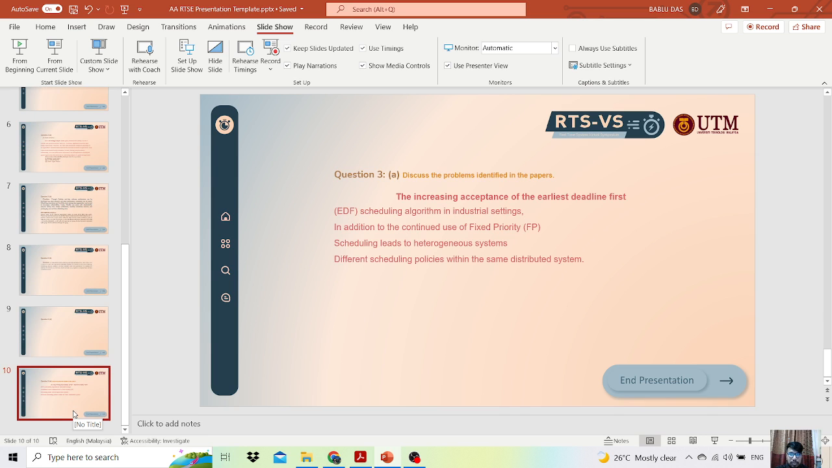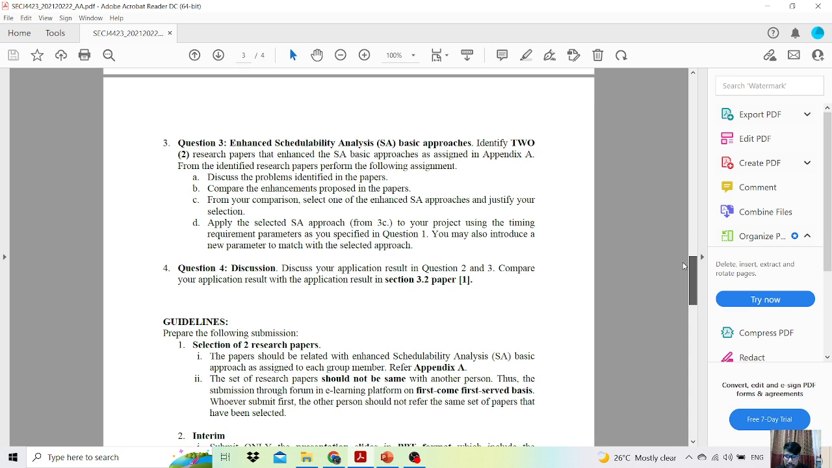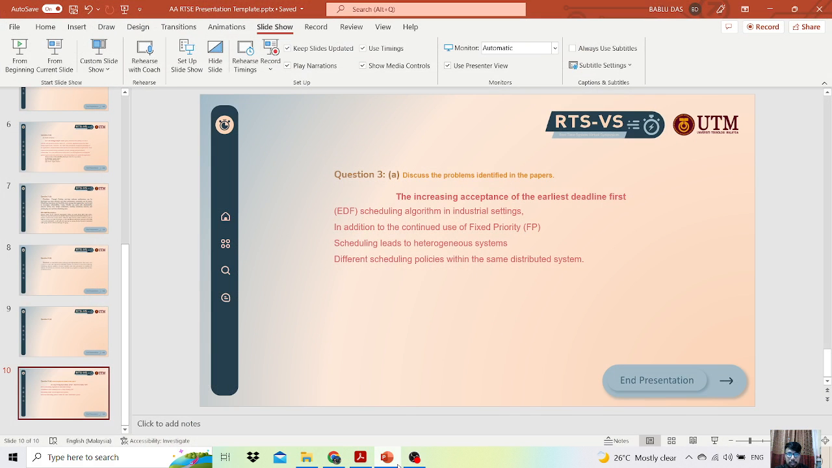And the last question, which is question 3A: identify two research papers and the basic approach of Appendix A. The EDF scheduling algorithm is used in industrial settings. In addition, it continues to use fixed priority scheduling, which leads to heterogeneous systems, with different scheduling policies within the same distributed system.